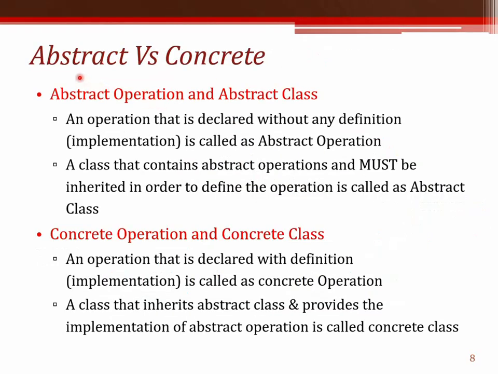This slide provides the difference between abstract and concrete class. An operation that is declared without any definition or implementation is called an abstract operation. A class which contains at least one abstract operation is called an abstract class because it must be inherited. On the other hand, an operation that is declared with the definition, that is implementation, is called a concrete operation. A class that inherits an abstract class and provides implementation is called a concrete class.